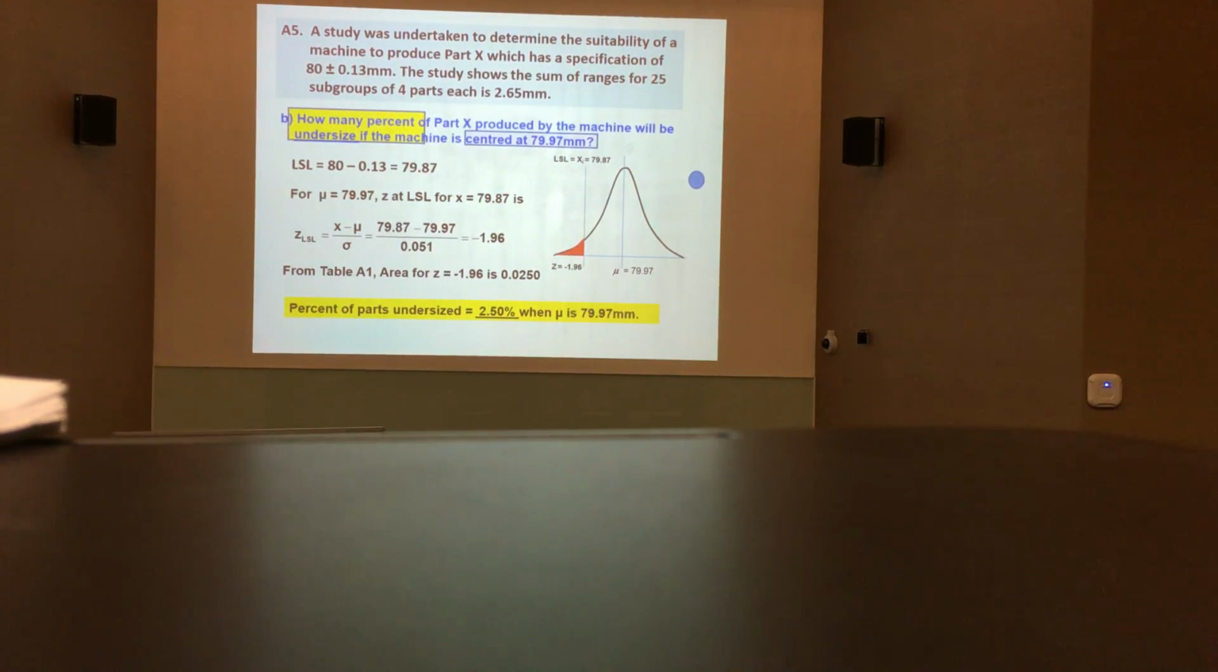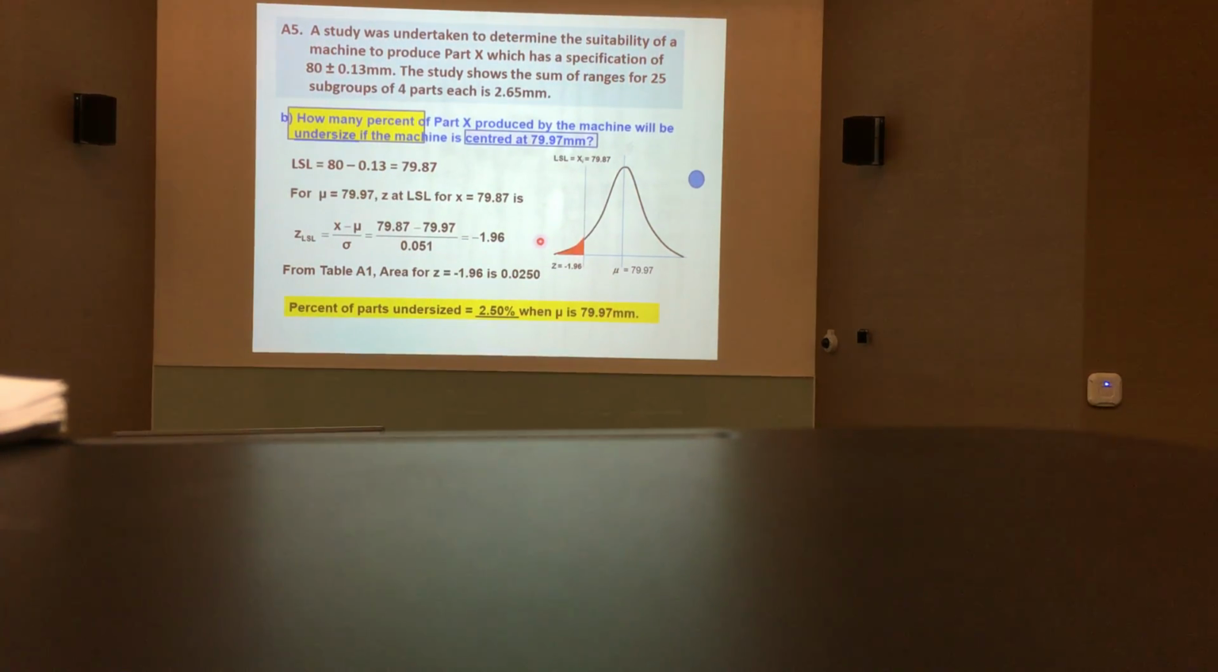If you want to get your full mark, write this down, because otherwise you are not answering the question at all. The question asks how many percent, so you need to state that the portion undersize is 2.5%.